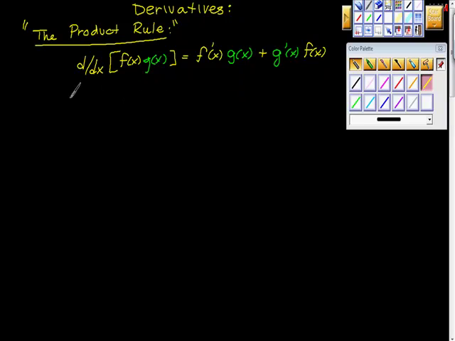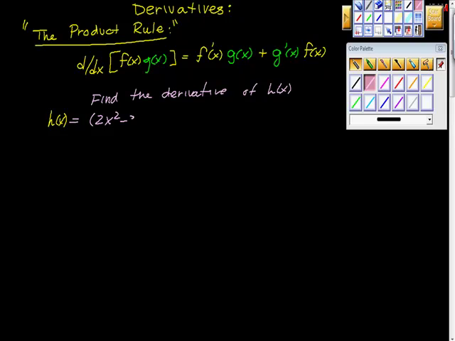Let's start with an example. Let's say that our function h of x, and we're going to find the first derivative. So find the derivative of h of x, where h of x is equal to 2x squared minus 3 times 5x plus 2. This is my challenge to you, and we're going to do it both ways.